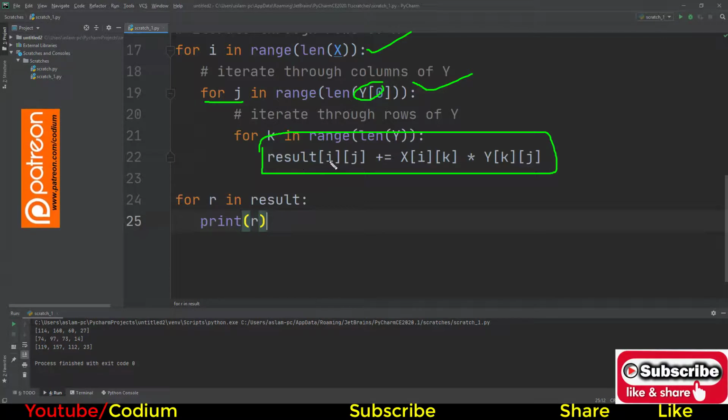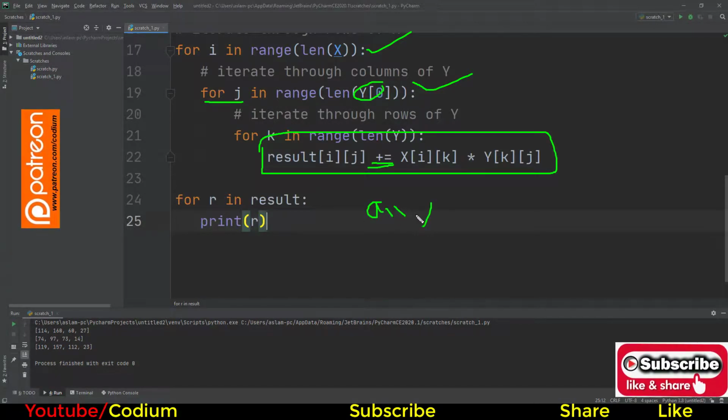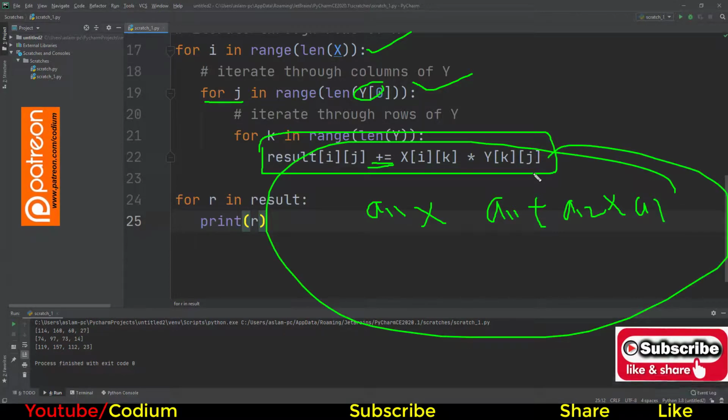Result I is 0 and J is 0, 0, 0. It means we are talking about the first element of the result, which is equal to the first element of X multiplied by the first element of Y, then plus, then the next and the third and the fourth and the fifth. Not equal to, it is plus equal to, because A11 multiply by B11 plus A12 multiply by B21, like that the series continues due to the plus and equal to, and then print the result.